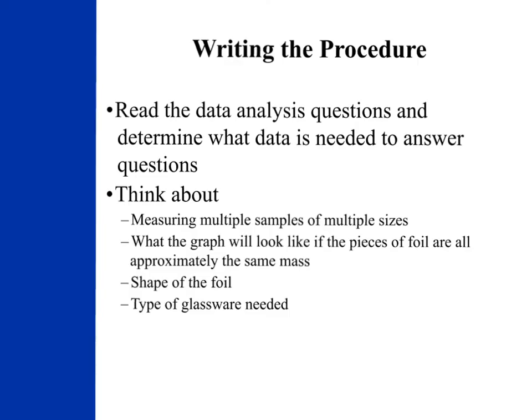Think about some of the following things. Measuring multiple samples of multiple sizes. Think about what the graph would look like if the pieces of aluminum foil are all the same size, and therefore will have the same mass and the same volume. You'll need to think about the shape of the foil. Does that matter? Do you need to crumple it up into a ball, or will you want to roll it up? And what kind of glassware is needed? Are you going to need to use a beaker or a graduated cylinder? And if so, what size of those glasswares is needed? As a general rule, you'll always want to use the smallest glassware possible as it tends to be the most accurate when dealing with volumes you're measuring.